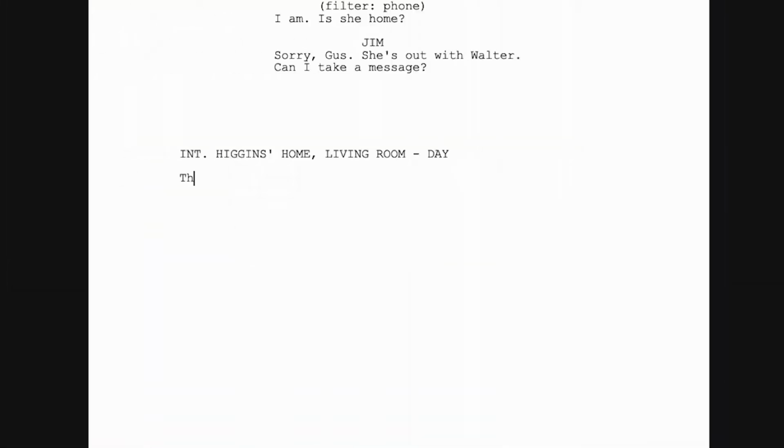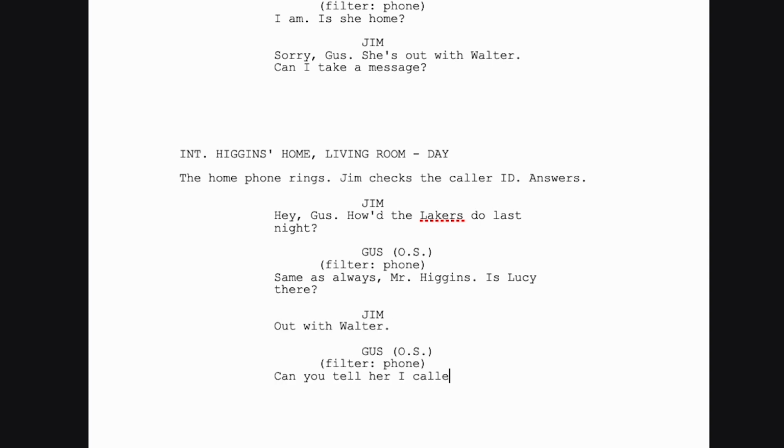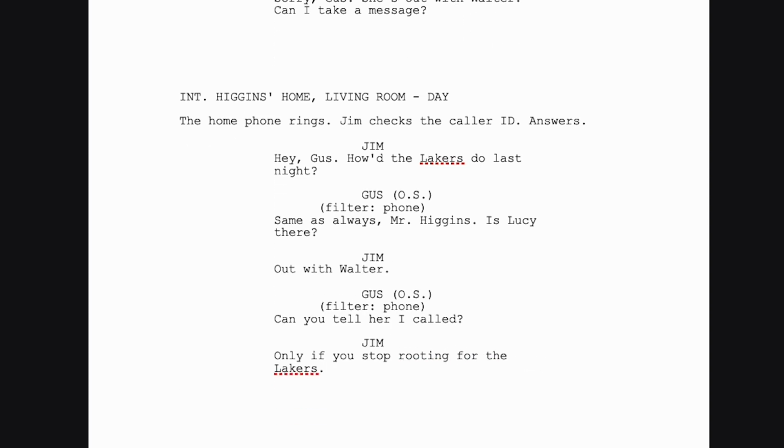Consider this. The home phone rings. Jim checks the caller ID, answers. Hey Gus, how'd the Lakers do last night? Same as always, Mr. Higgins. Is Lucy there? Out with Walter. Can you tell her I called? Only if you stop rooting for the Lakers.